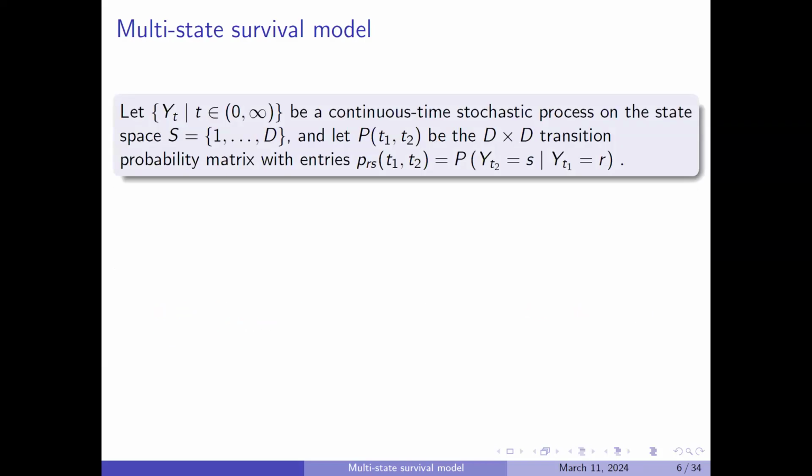Right, so we're talking about stochastic processes. We need to define as well the probability transition matrix. A multi-state survival model is going to be a continuous time stochastic process on a finite state space. In this case, it's going to be indexed from 1 to D, where D stands for death. And then we're going to have the probability transition matrix. That's going to be a matrix of dimension D times D, the number of finite states. And each entry is going to be the probability of transition from one state to another in the given interval of time.